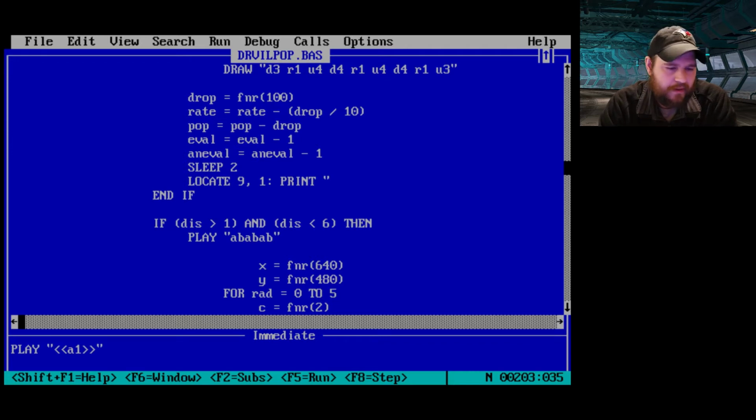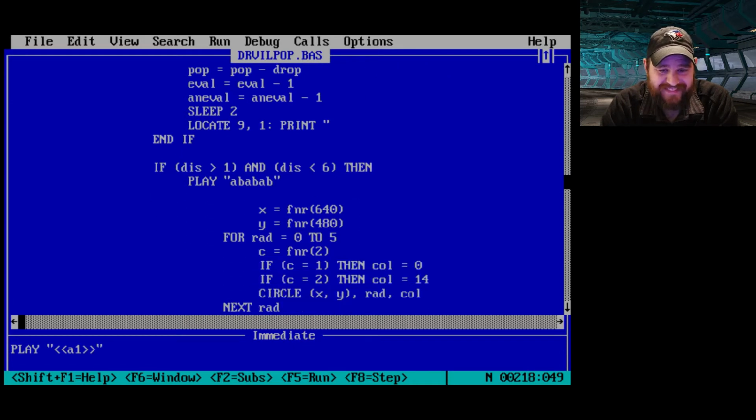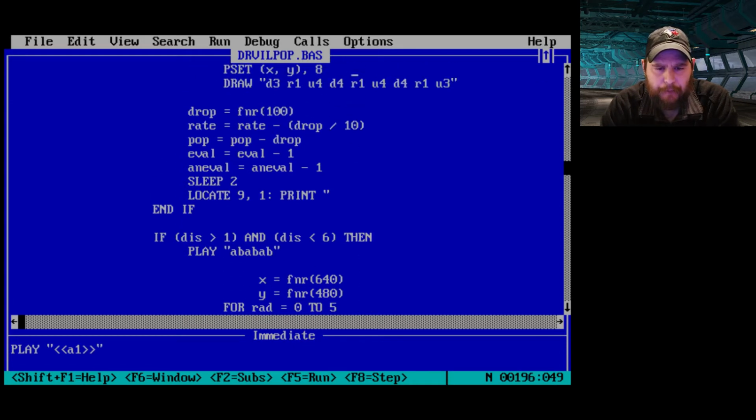So, and then again, wait 2 seconds and erase your message. Wow, interesting. So if it's between 1 and 6 exclusively, so 2 through 5, we're only talking about 4 numbers. So every 1,000 years. So wait a second.